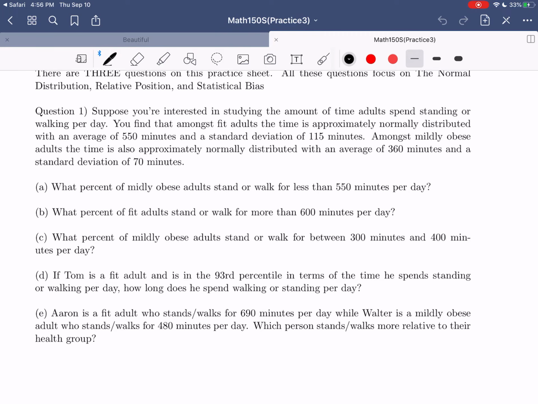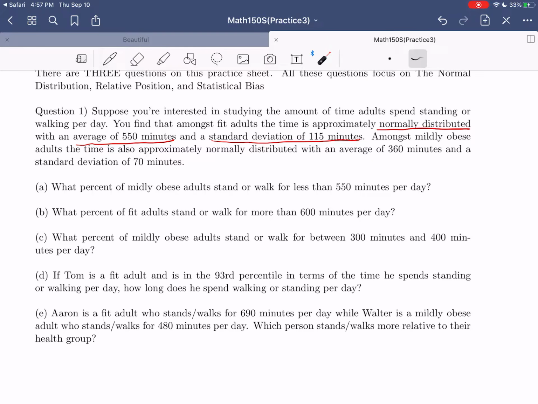So for question 1 here, we're studying the amount of time that adults spend standing or walking per day. We find that amongst fit adults, the time is approximately normally distributed. That's key information, with an average of 550 minutes and a standard deviation of 115 minutes. Remember, when we know that a population is normally distributed, then all we need to know about that population to fully define it is its average and standard deviation. And in this case, we have its mean and standard deviation.